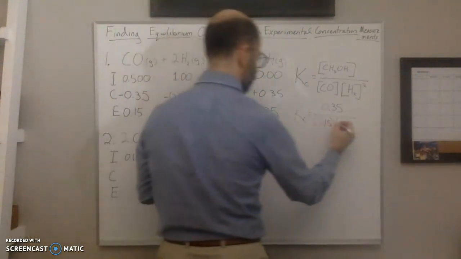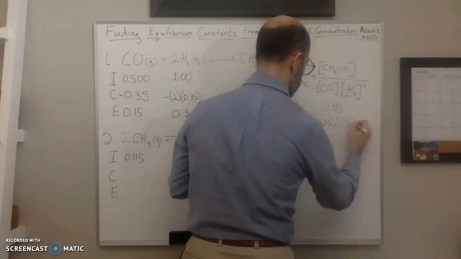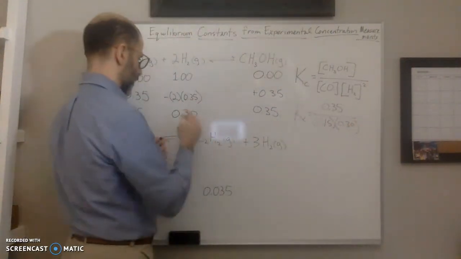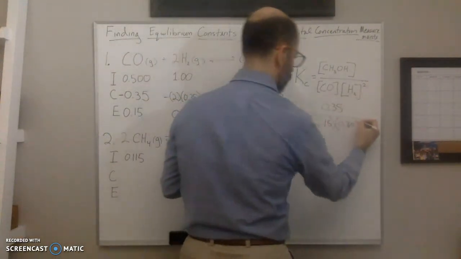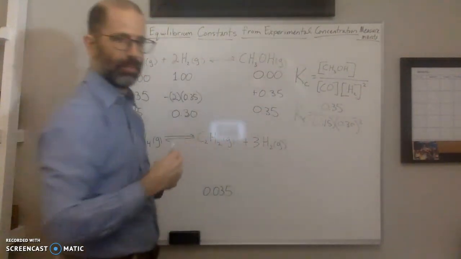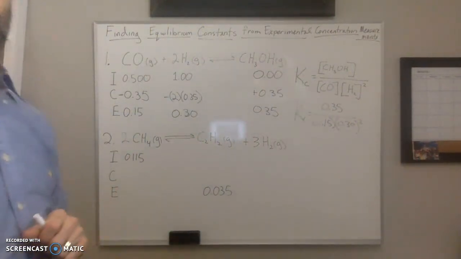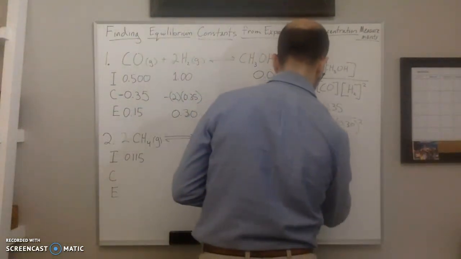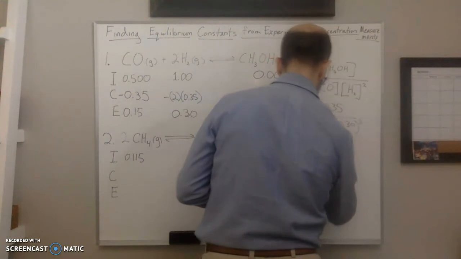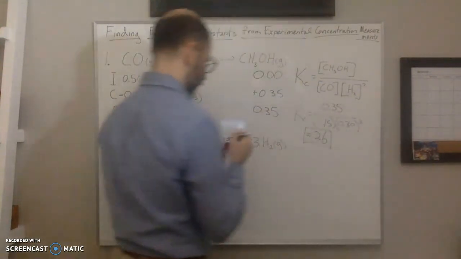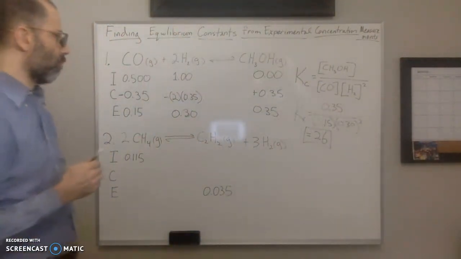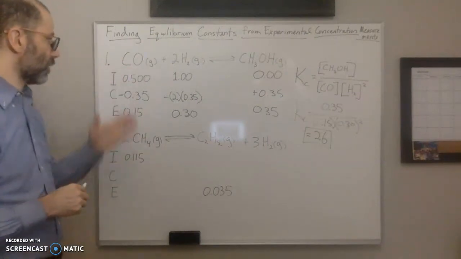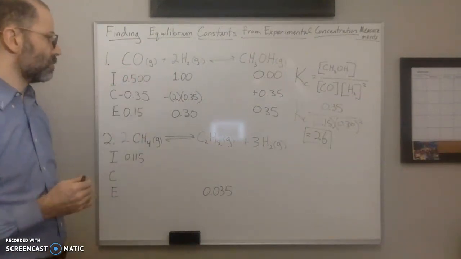So 0.30, and that's squared because I have a square here. So if I plug that into the equation, I get the answer. And the answer here is 26. So that's the Kc value for this reaction under these conditions.